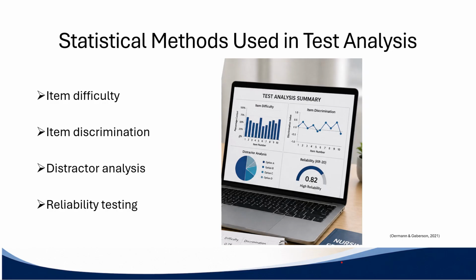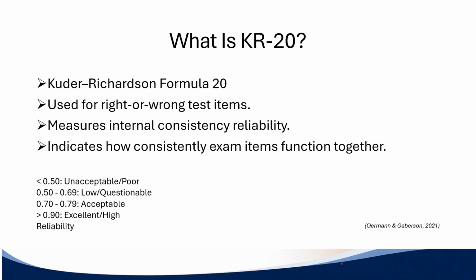Let's look at reliability. Reliability testing evaluates whether the exam items work together consistently as a measure of student learning. Reliability measures the consistency of test scores. It measures how consistent or similar the exam scores are if the same questions are used. If the exam scores remain consistent over time, that is a reliable exam.